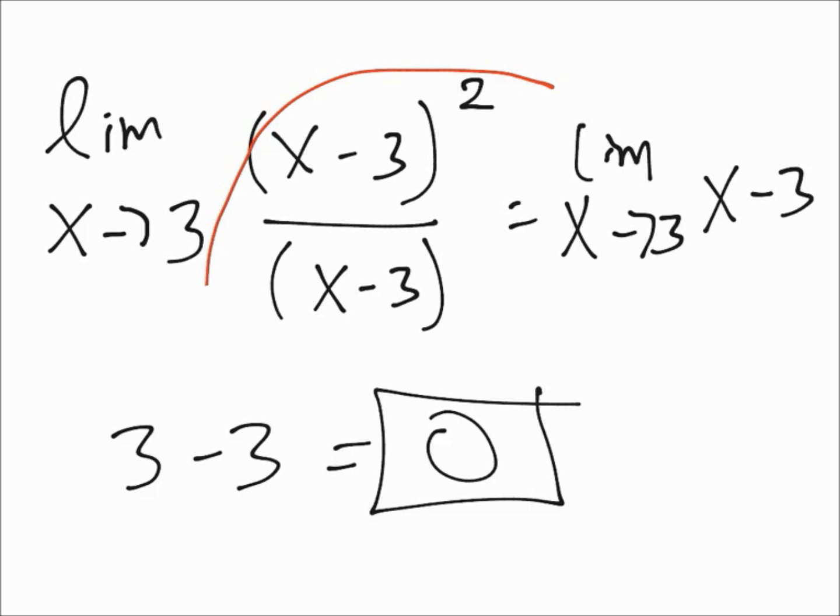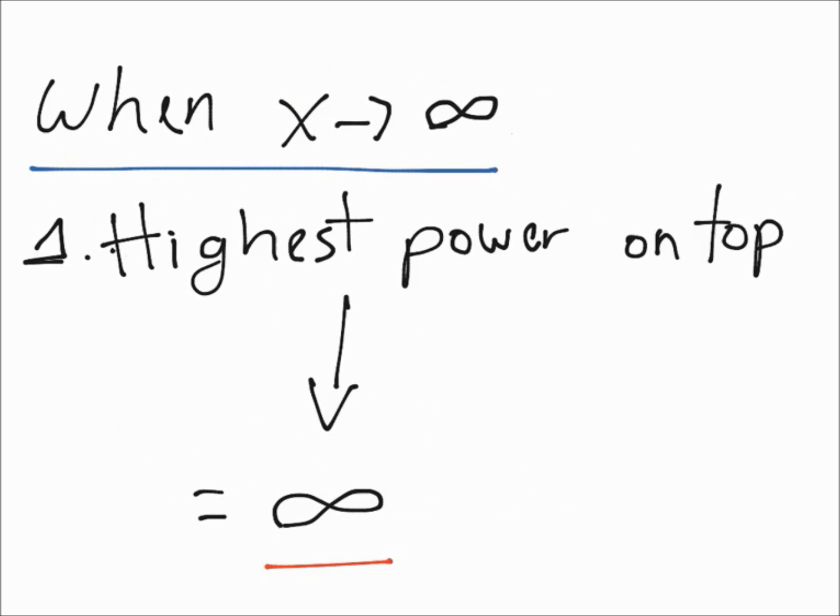So it's pretty simple. However, what I wanted to focus on was when a limit approaches infinity, which is a case that you will see a lot in calculus. So there are three possible cases. You will have a function in which x is approaching infinity. And the first case is when the highest power is on top of the equation.